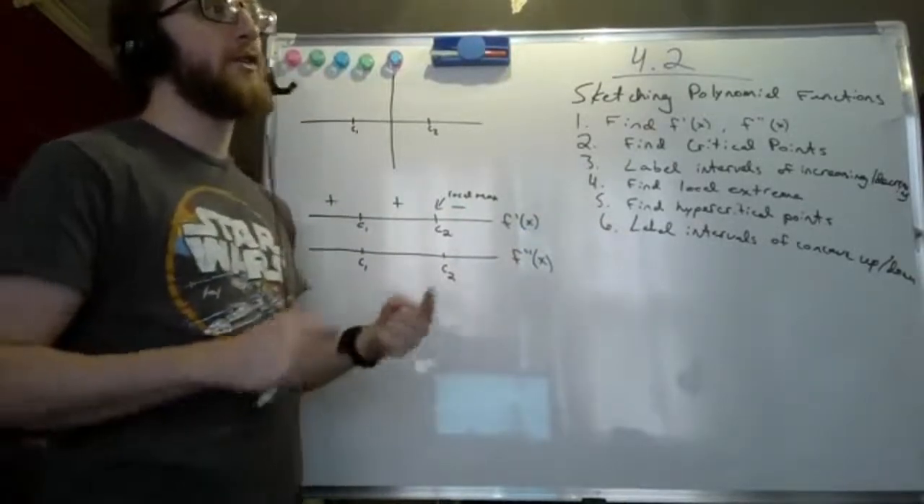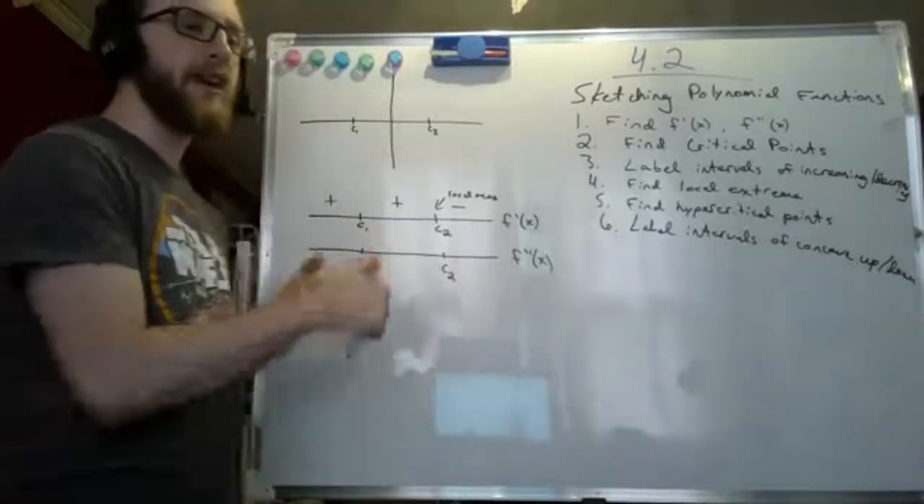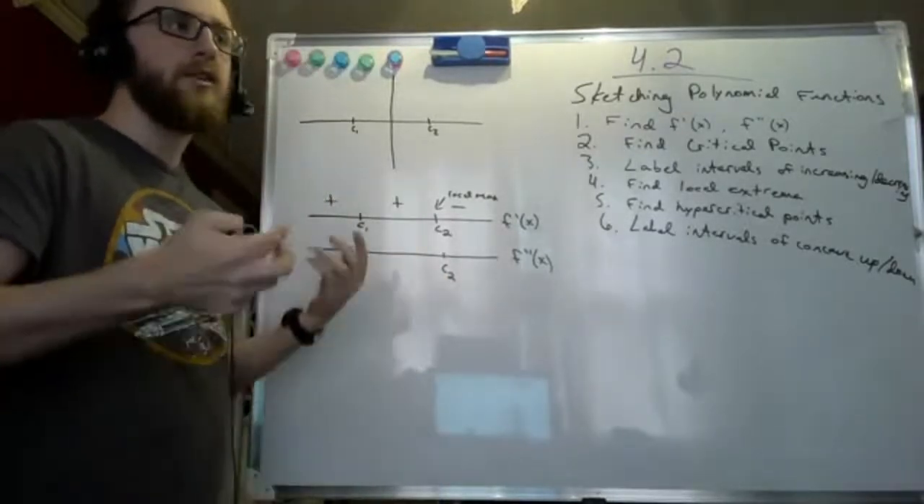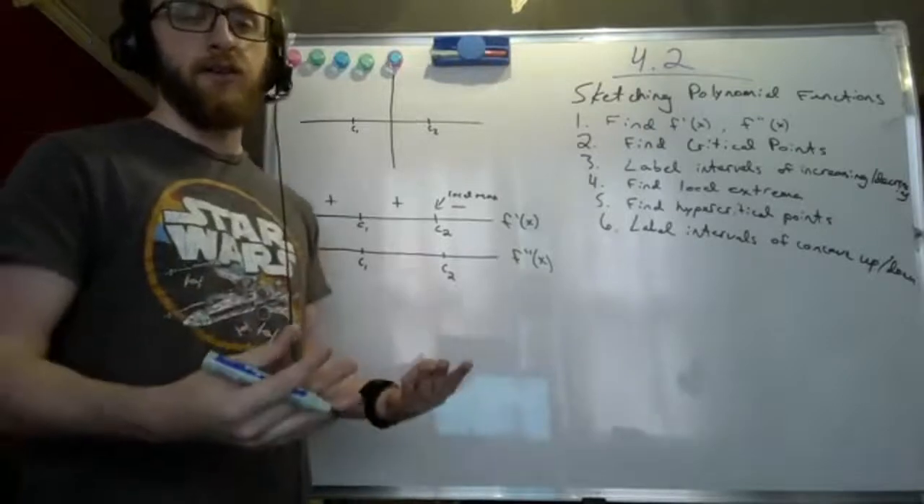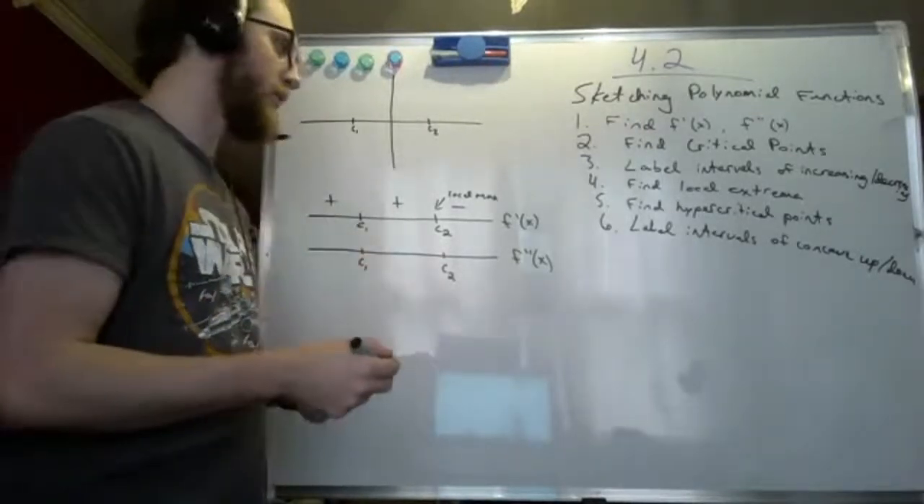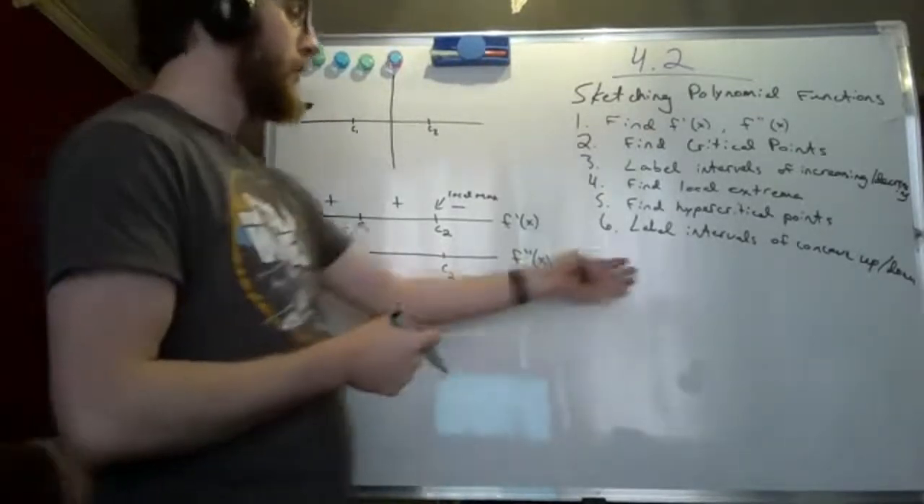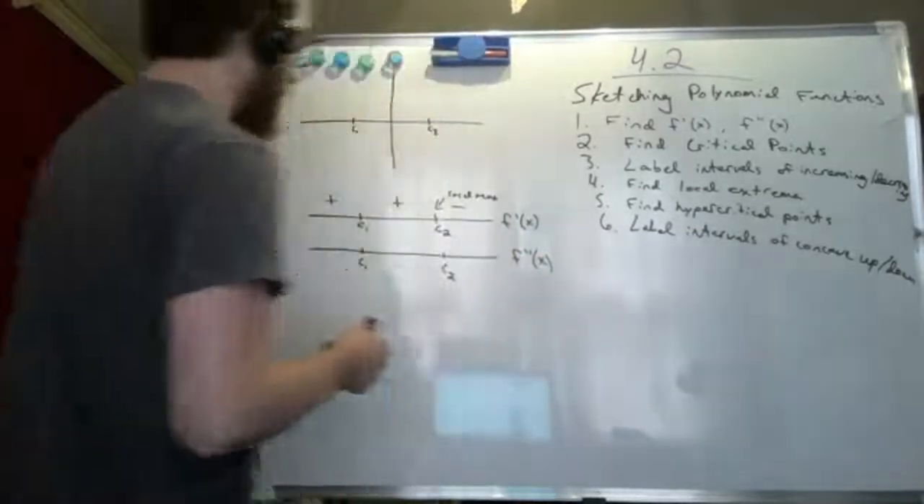It's all fine and good to know that it's increasing here, or maybe it's concave down over there, but do you know what that looks like graphically? And that's the whole point of this section that we're covering. So, label intervals of concave up and concave down.